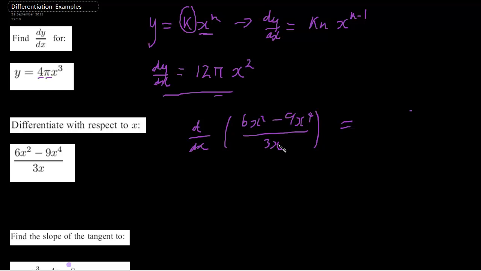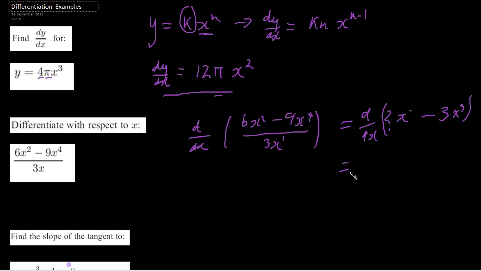So 6x squared divided by 3x, well 3 goes into 6 2 times. And x into x squared, remember x is effectively x to the 1, subtract the indices, 2 minus 1 gives you just x. And we're going to minus from that, 9 divided by 3 is 3, and x to the 4 divided by x to the 1, well again we just subtract the indices to get x to the 3. So we're going to find the differential of that. We're going to differentiate that with respect to x, so we write d dx of that.